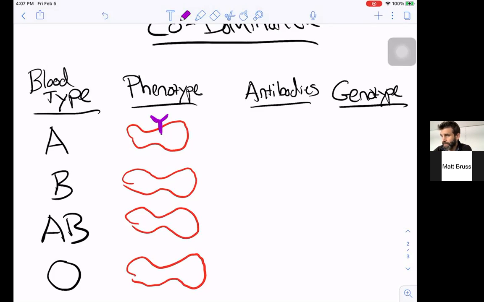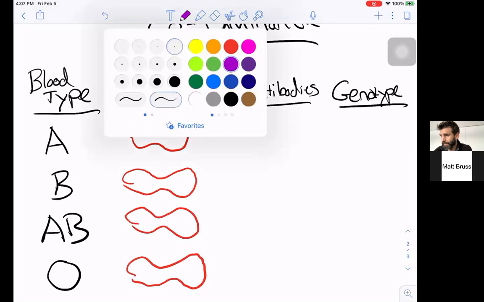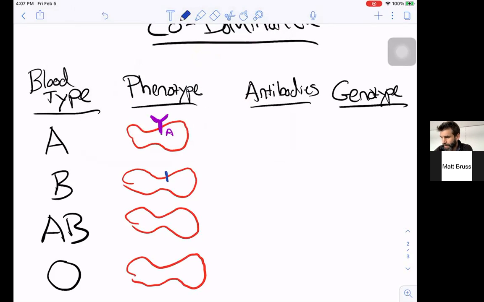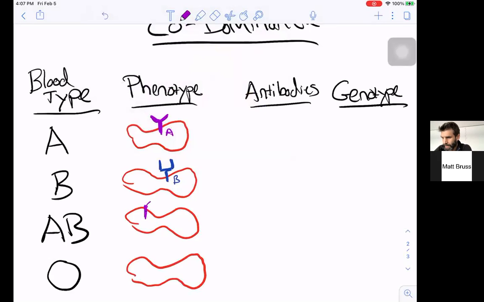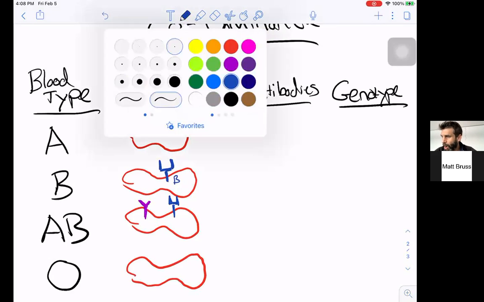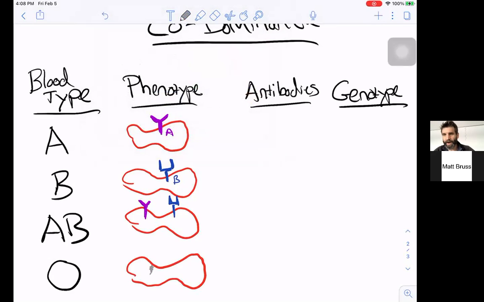They have a bunch of different features, but they are these proteins that stick out of our cells. Here is the A type of protein, and there is a B type of protein. In blood type AB, you express both of the types of proteins. Your cells express both proteins. And in type O, you have these incomplete proteins. They don't make the full protein, so they don't actually stick out of the cell.